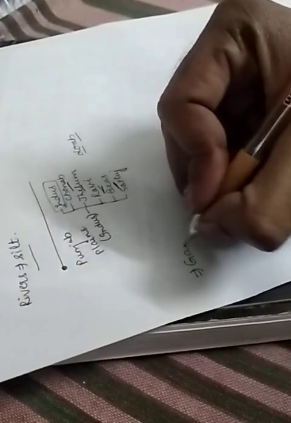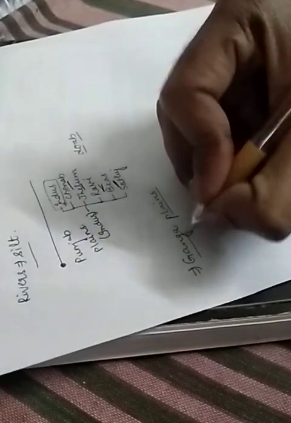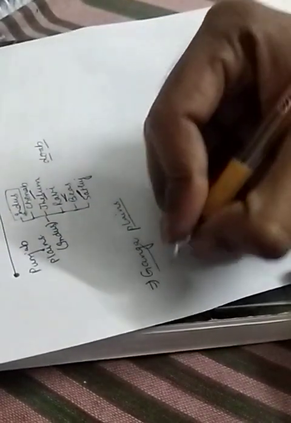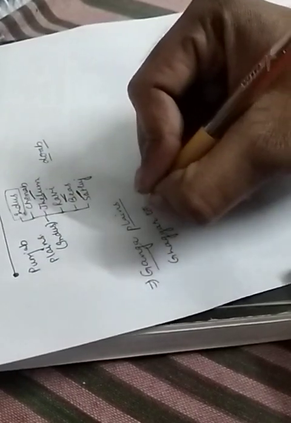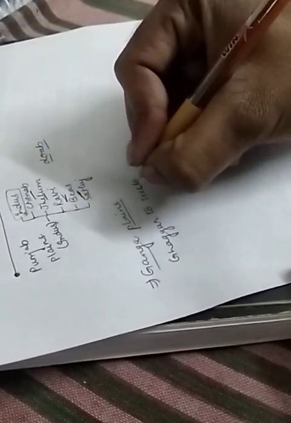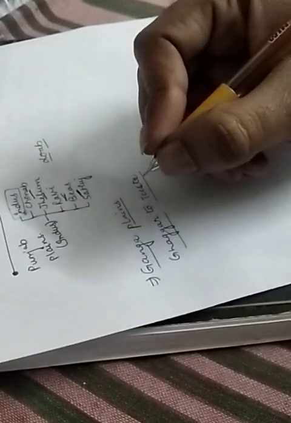Now we will be talking about the Ganga plains. It extends from Ghaggar to Teesta, covering the majority of the portions of India, covering different states.